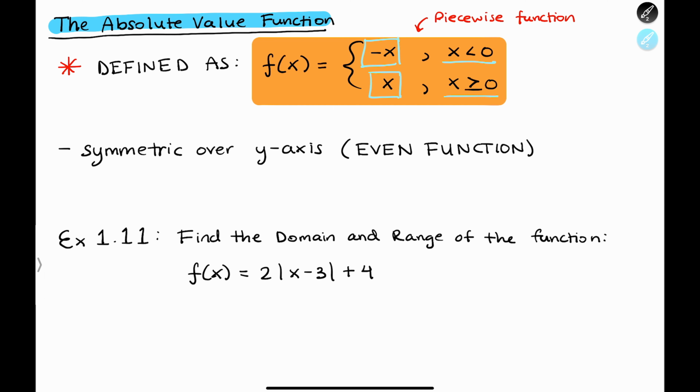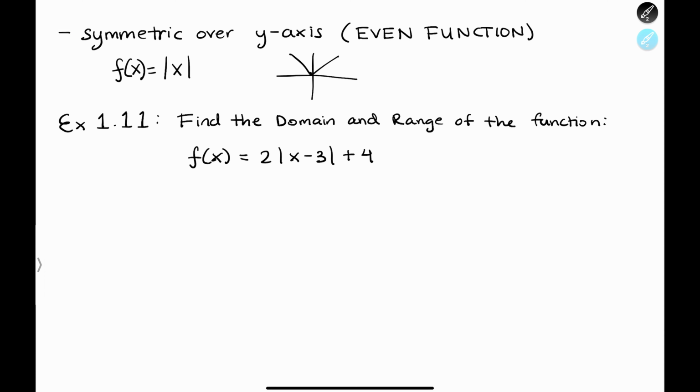Like the raw f of x is equal to the absolute value of x. And in this case, your graph would look something like this. It would just be a V. And so our last example problem for this section 1.1 is find the domain and range of the function 2 absolute value of x minus 3, plus 4.